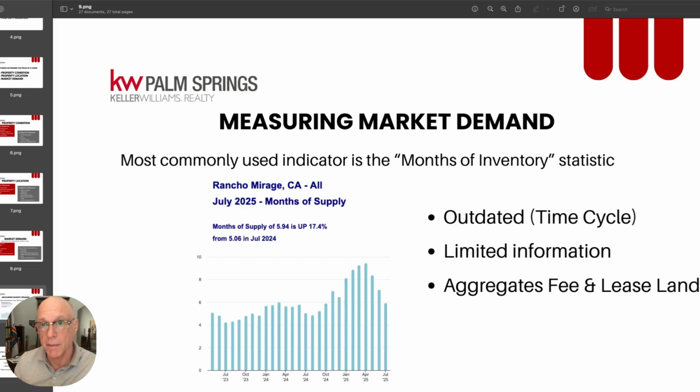Measuring market demand has historically been based on what we call the absorption rate, or months of inventory. So what we look at is how many things have sold recently, how many things are on the market, and we divide one into the other and we come up with the month supply of inventory. I personally do not like this anymore. I think the fundamental issue is that it aggregates all property types. As you'll see in Rancho Mirage, houses seem to be moving well, condos less well.